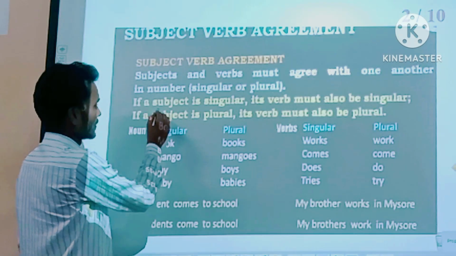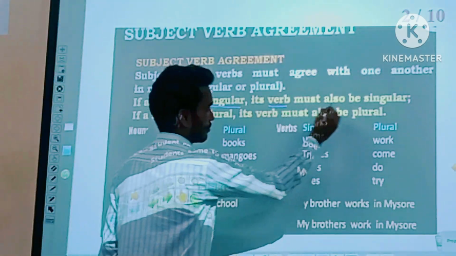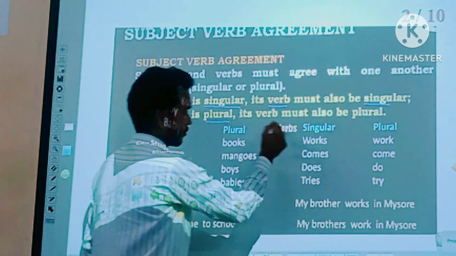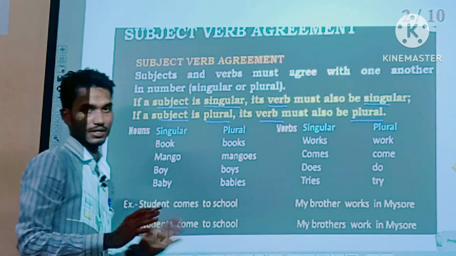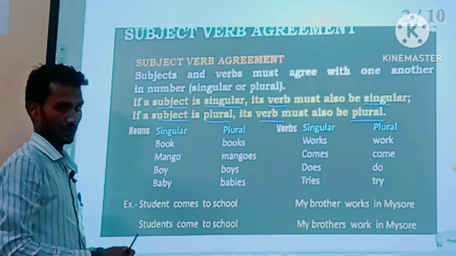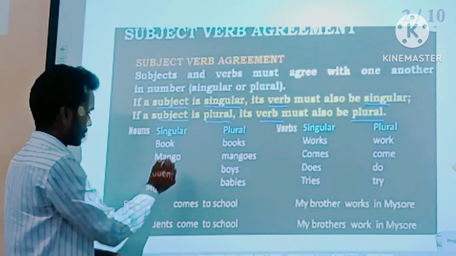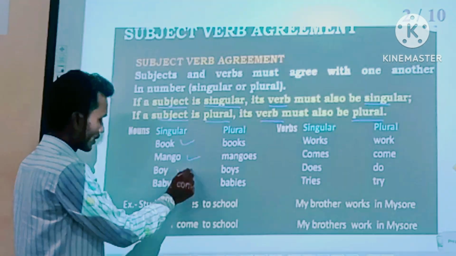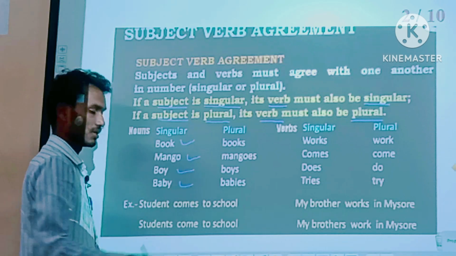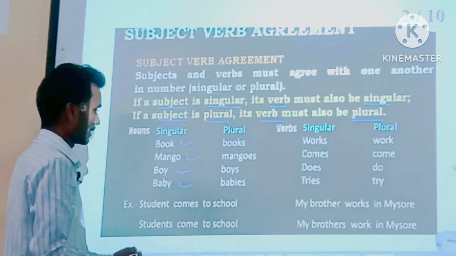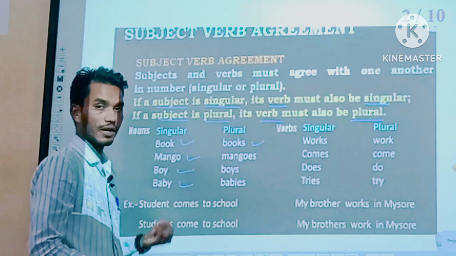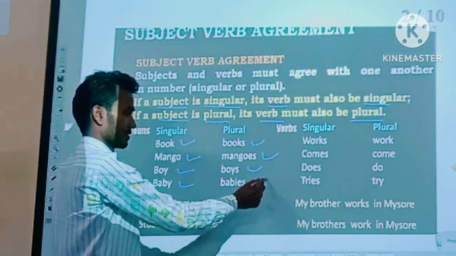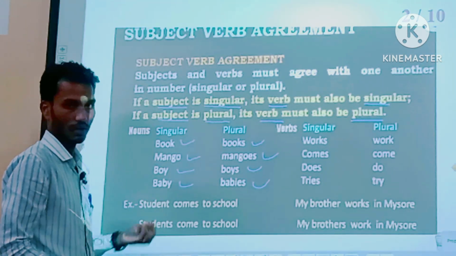If the subject is singular, the verb must be singular, right? If the subject is plural, the verb must be plural. That's it. Okay. Here we have the list of nouns, right? So book is a singular noun, mango is a singular noun, boy is a singular noun, baby is a singular noun, right? Books is a plural noun, right? Mangoes plural noun, boys, babies. So these are the plural nouns.